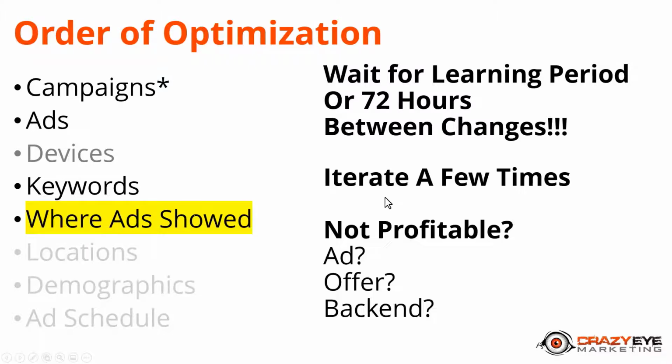That's fine as well. So to close this section out, what you want to do is iterate a few times through this order of optimization. So you mess with your ads, you wait the learning period or 72 hours. Then you mess with the devices, you wait the learning period or 72 hours. Then you mess with the keywords, you wait the learning period or 72 hours. Then maybe you mess with the keywords again and you wait another learning period or 72 hours. All the while you're adjusting where your ads show to make sure you're not showing them in random bad places.